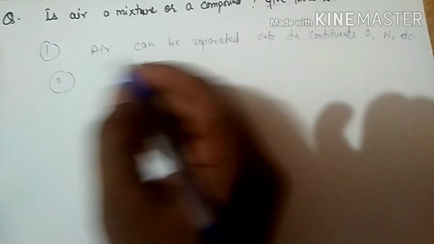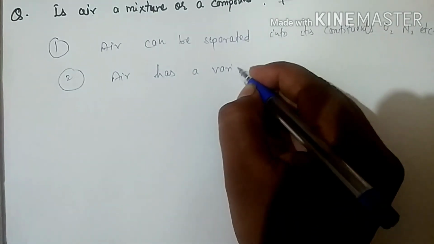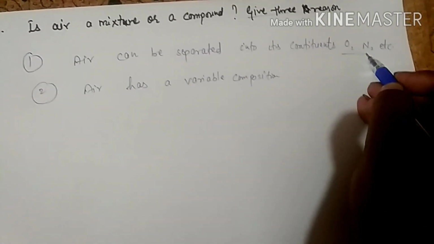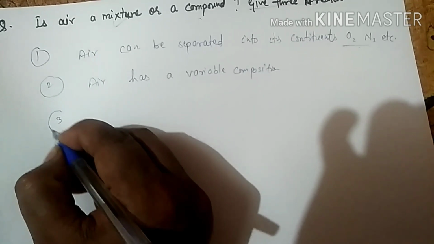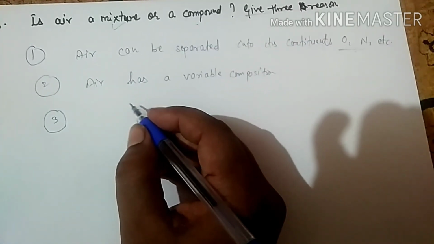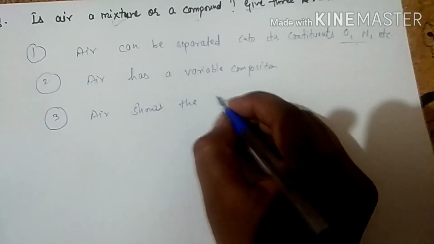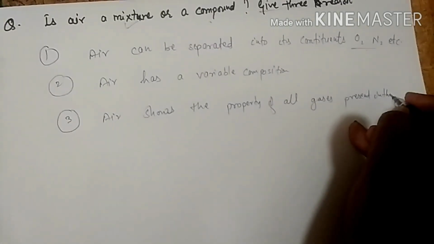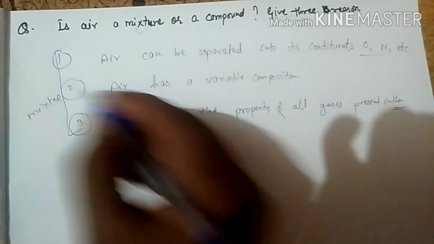Second, air has a variable composition. Variable composition means the amounts of these gases are not fixed. That is why it is a mixture, not a compound. And third, clear children? Air shows the property of all gases present in them. Okay children? So air is a mixture, but air is not a compound.